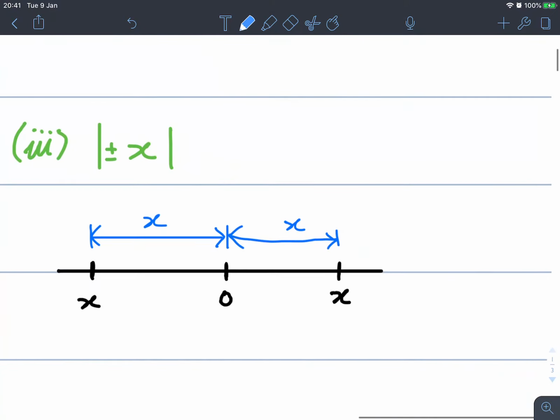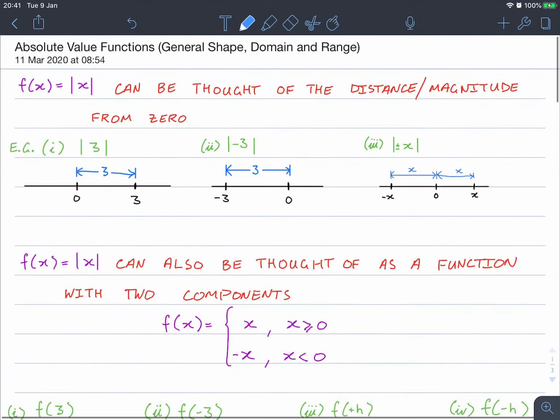So I hope you can understand that it doesn't matter what value goes into the absolute value. It's looking at the distance from 0 to that value. So there should be negative x here. Okay? Always going to be a positive value.